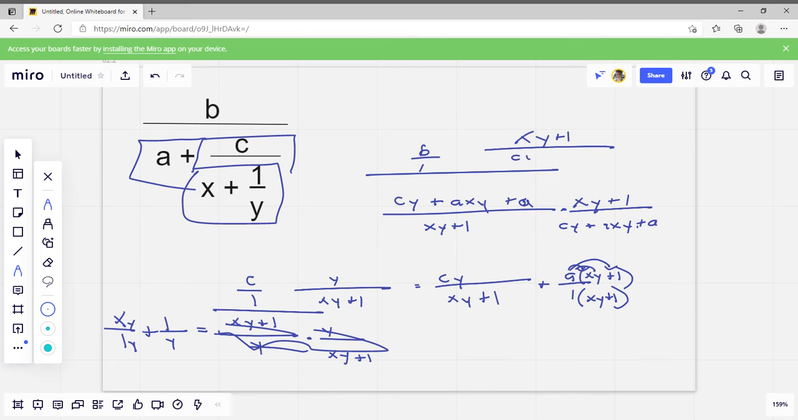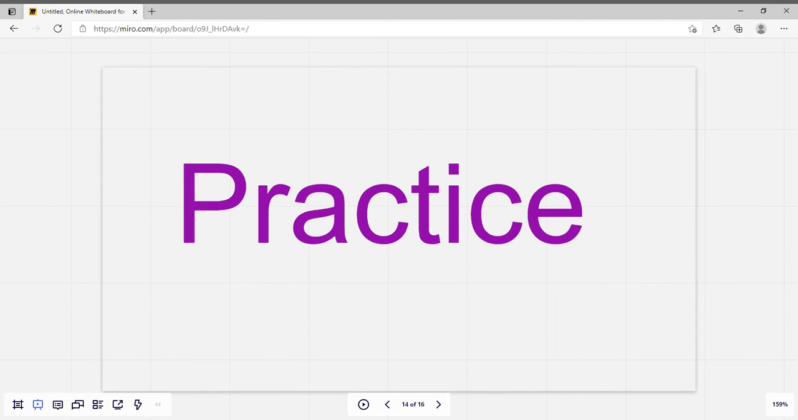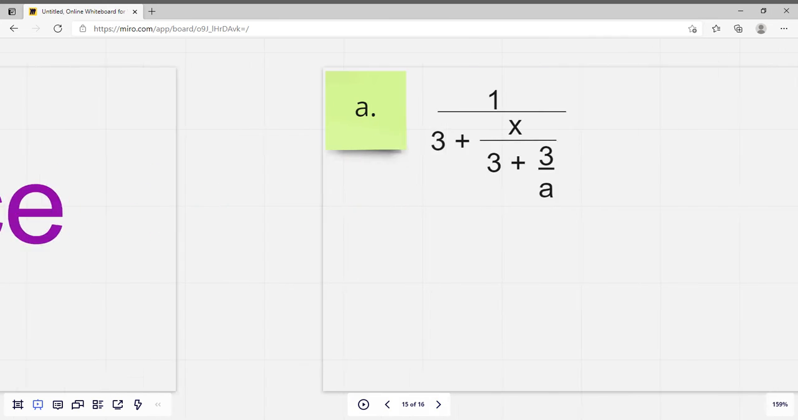And then we're going to have cy plus axy plus a. Okay, and then b gets multiplied by that whole thing. There we go. And that is the answer for that one: b times xy plus 1 over cy plus axy plus a. They look complicated, but if you just take them one step at a time, it's stuff we've already done. Alright, work those practice problems, and I'll come back and work them for you.